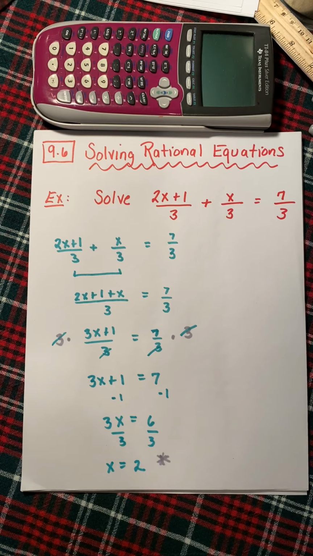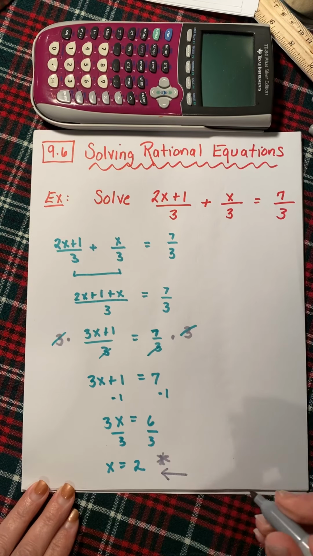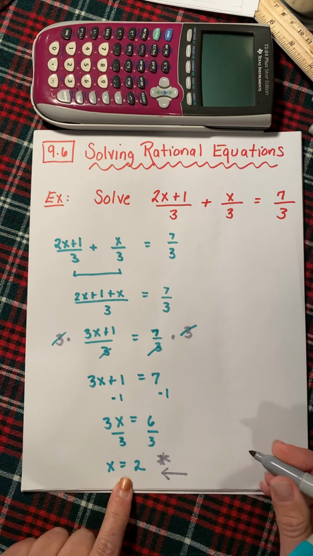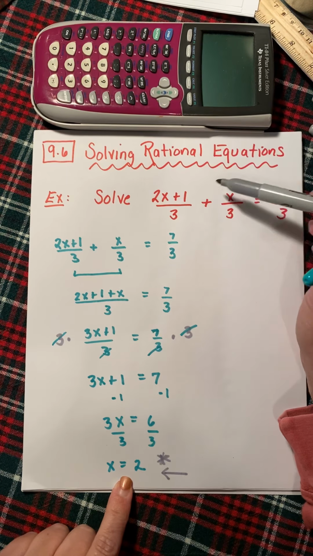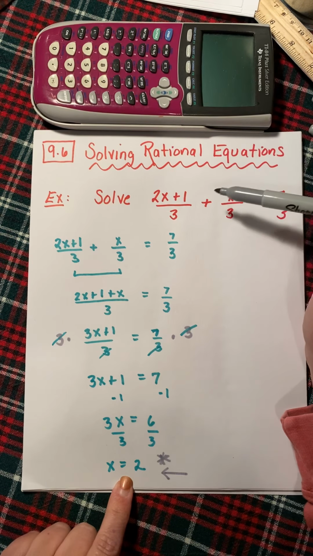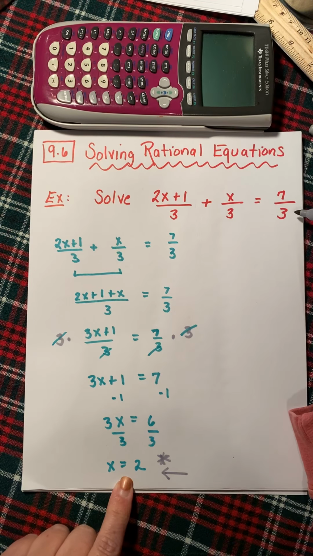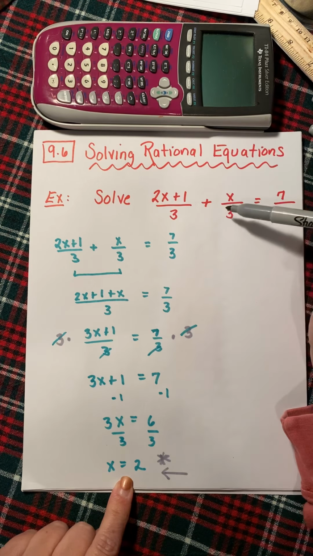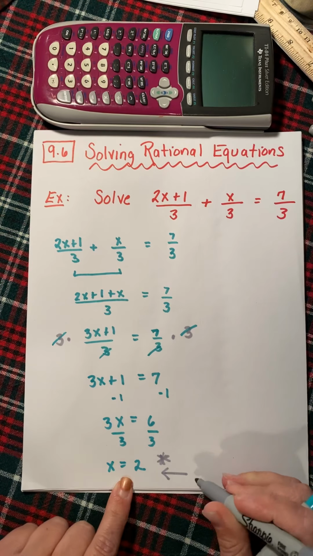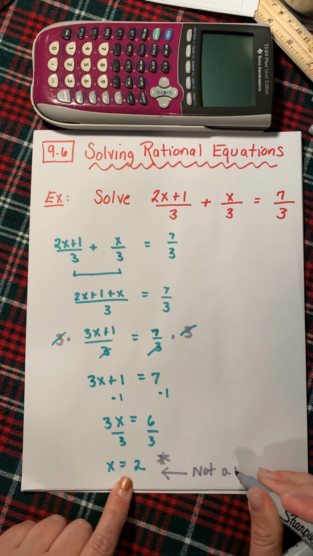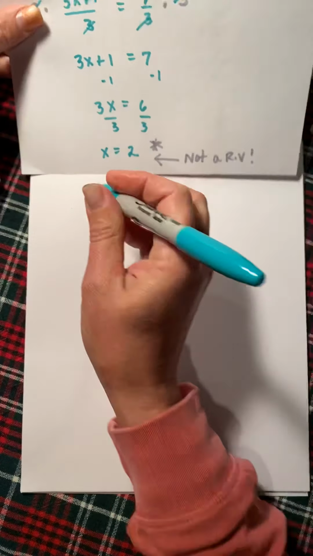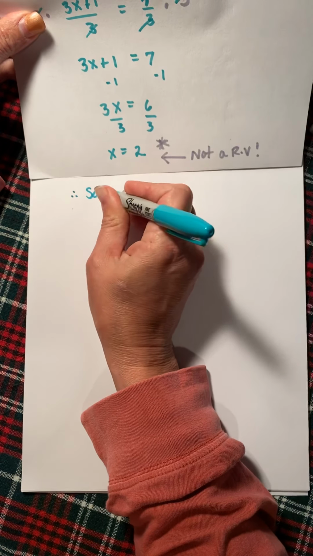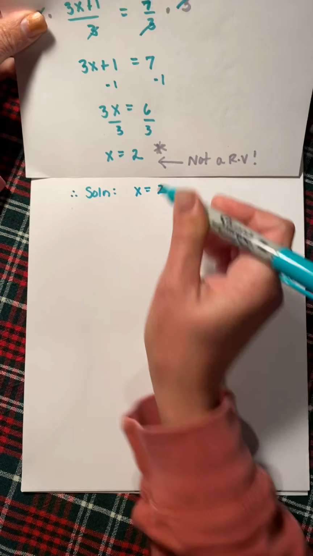Although this is a little bit simpler, we just ask ourselves, is 2 a restricted value of any of the rational expressions that we started with? So remember, a rational expression has an excluded value if that value makes the denominator 0. Here we have no variable in the denominator. We started out with a pretty basic problem. 3, 3, and 3, the denominator will never be 0, so this is not a restricted value. So therefore, we can conclude that the only solution is x equals 2.